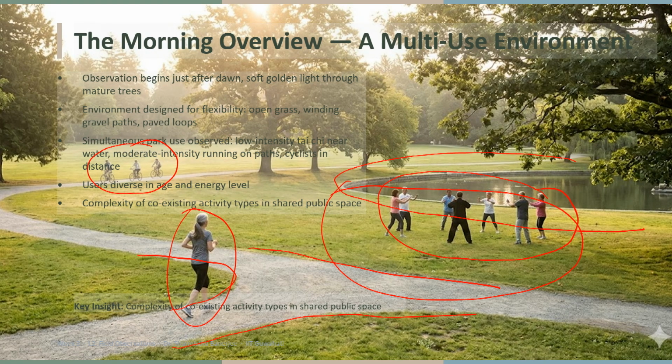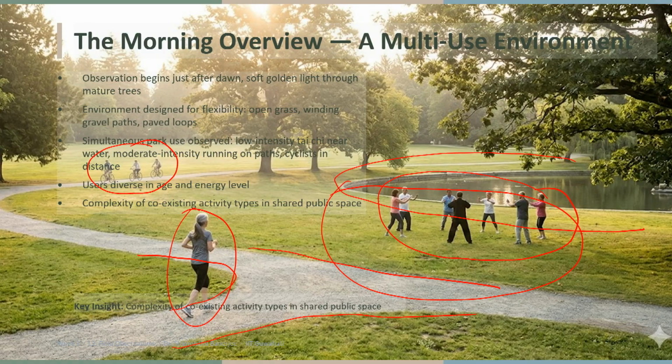So, I will start observing this. The key insight from this first observation of the environment is that there is a complex coexistence happening in this whole space. There are people of different ages, different ethnicities, different kinds of activities that they want to perform, and all of them are existing peacefully in this shared space and doing their activities.